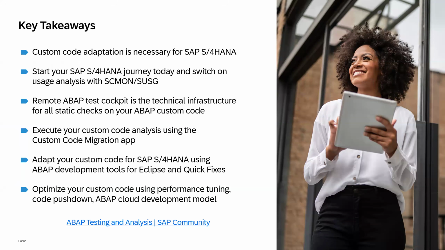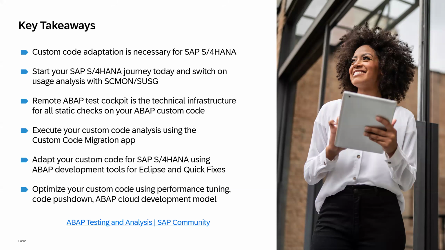Okay, takeaways for you. The custom code adaptation and analysis is necessary for S/4HANA. We recommend to start your S/4HANA journey today and switch on the usage analysis using the ABAP call monitor and the SUCG transaction. The ABAP test cockpit is the technical infrastructure for all kinds of custom code analysis and static checks on your code. And we recommend to execute custom code analysis for S/4HANA using the custom code migration app. And for the adaptation of your code directly on the S/4HANA system, you have ABAP development tools for Eclipse, and you have the quick fixes.